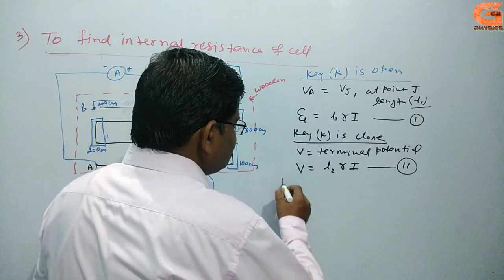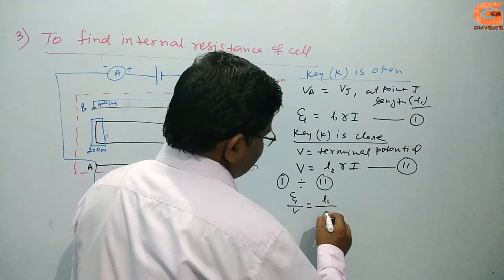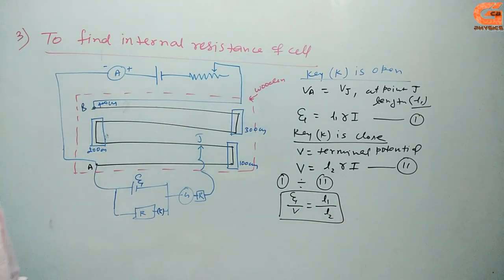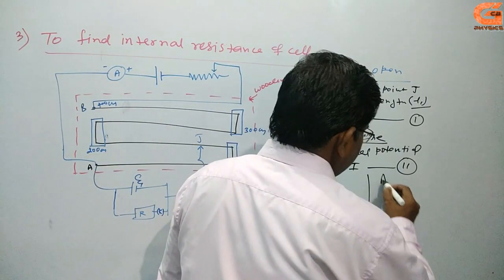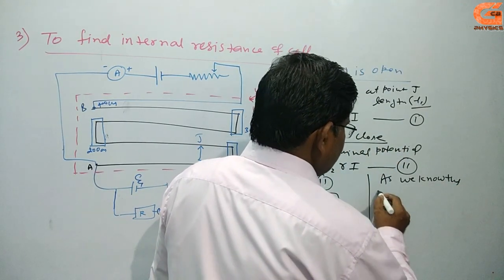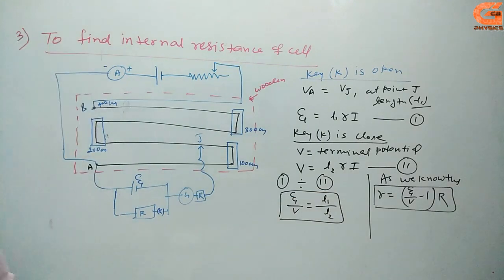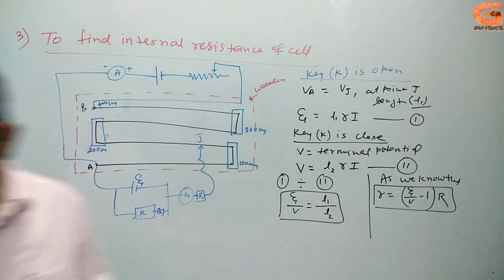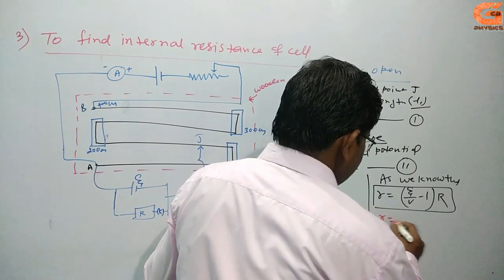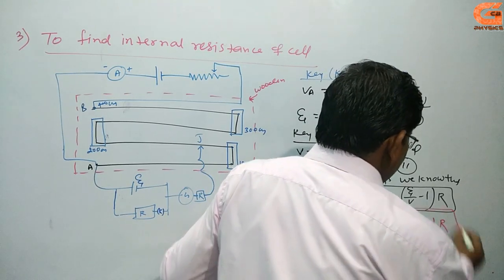Dividing equation 1 and 2, we get EMF by V is equal to L1 by L2. Then you will say, sir, what is surprising here, we did this before. Yes, we did it before. As we know, small r is equal to (E by V minus 1) into capital R. As you know, R is the external resistance of the cell. Then E by V is L1 by L2, so once L1 and L2 are found, you can find the value of the internal resistance.